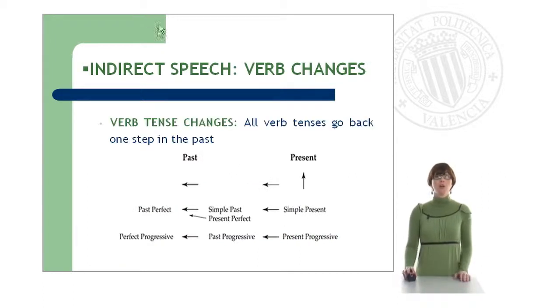Okay, so all the verb tenses go back one step in the past. This means that if we have a simple present, it goes back to a simple past. If we have a simple past, it goes back to a past perfect. And the same happens with the present perfect. The same applies for the progressive tenses. Present progressive or continuous goes back to past progressive or continuous, and the past progressive goes back to the perfect progressive. So remember, all the verb tenses go back one step in the past.